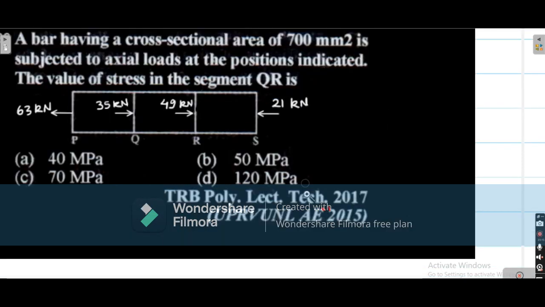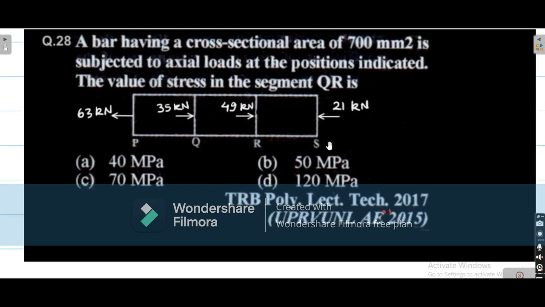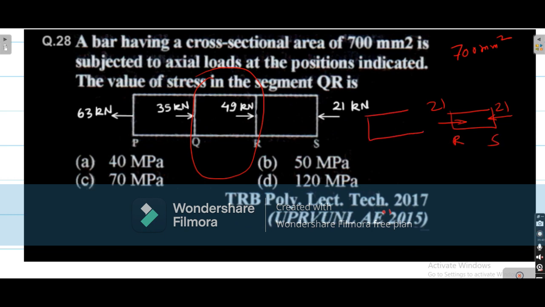Next one, question number 28. This is same, ami eta free body diagram draw koribo lagibo. A bar having cross section area 100 mm square di ase, subjected to axial load at a position indicated. The value of stress on the segment QR. QR ot stress dhorise. So for RS, the free body diagram: one side 21 is applied, for equilibrium 21 will be applied on the other side. So for QR, we can say 49 is there, on one side 21 already applied, so how much must we apply? 49 minus 21, so 28 force lagibo.